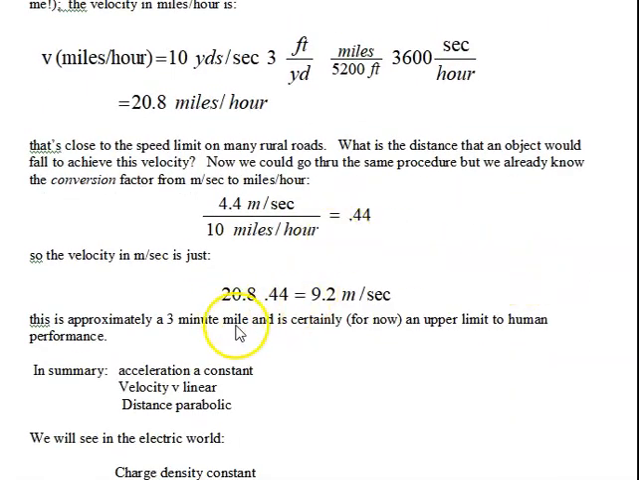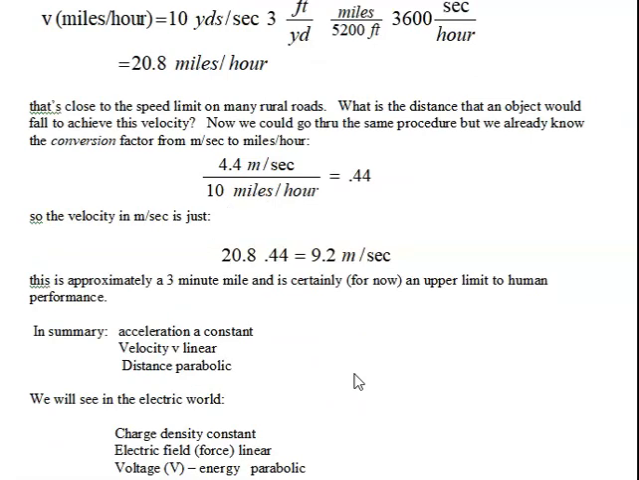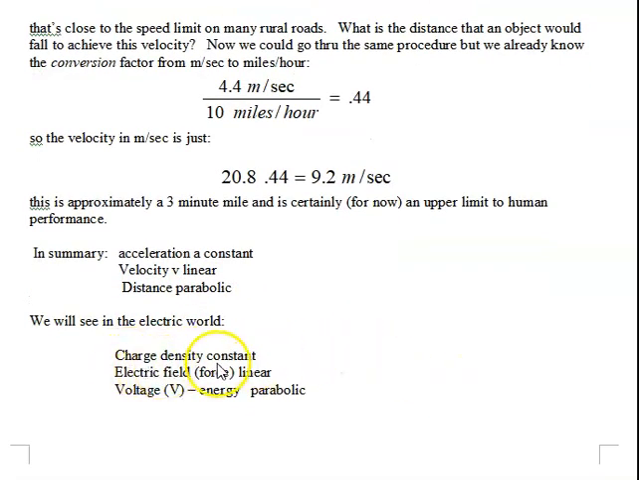Now I'm going to skip over this part here, but I just want to emphasize one issue. In free fall, or in space, acceleration is constant. It's actually equal to g. The velocity is linear, v equals at. The distance is parabolic, y equals 1/2 at squared. That has an analogy in the electrical world: if electric charge density is constant, the electric field is linear and the voltage is parabolic.